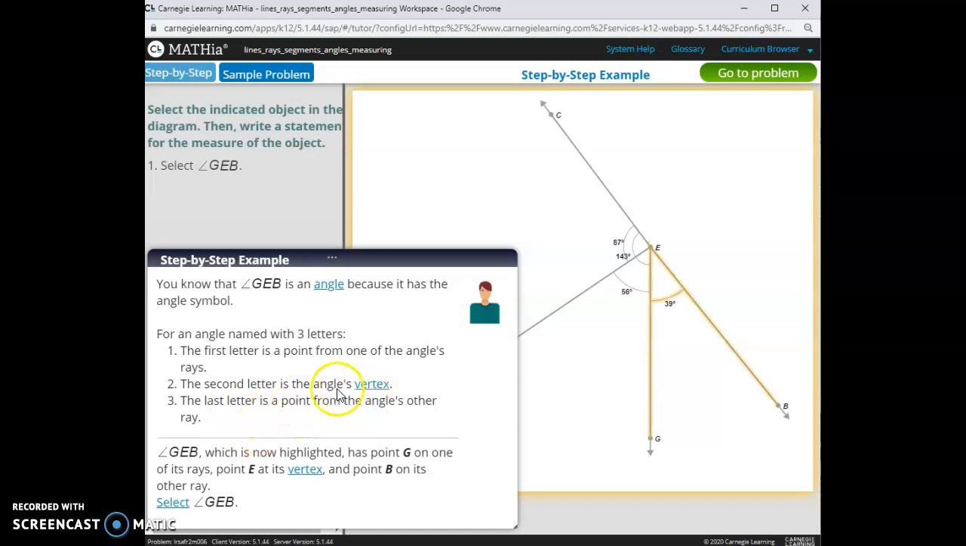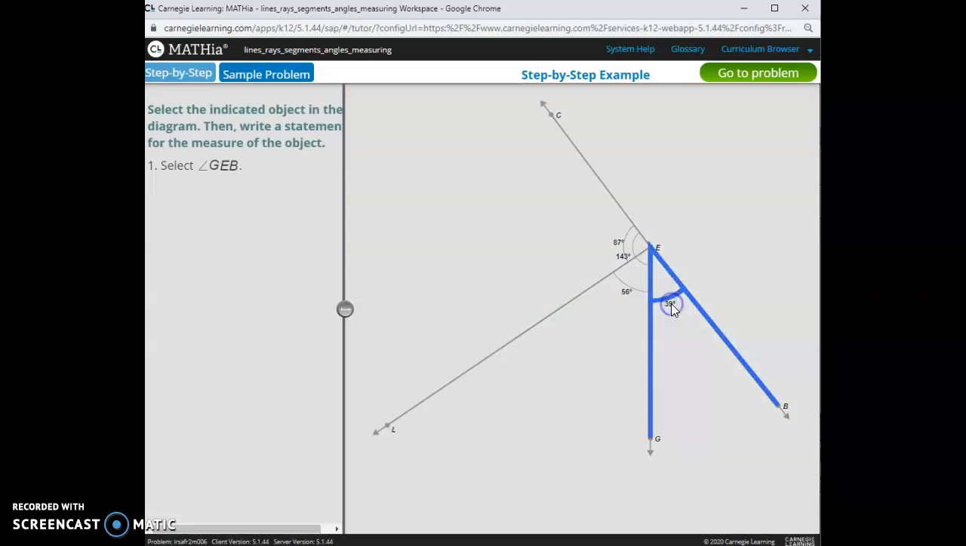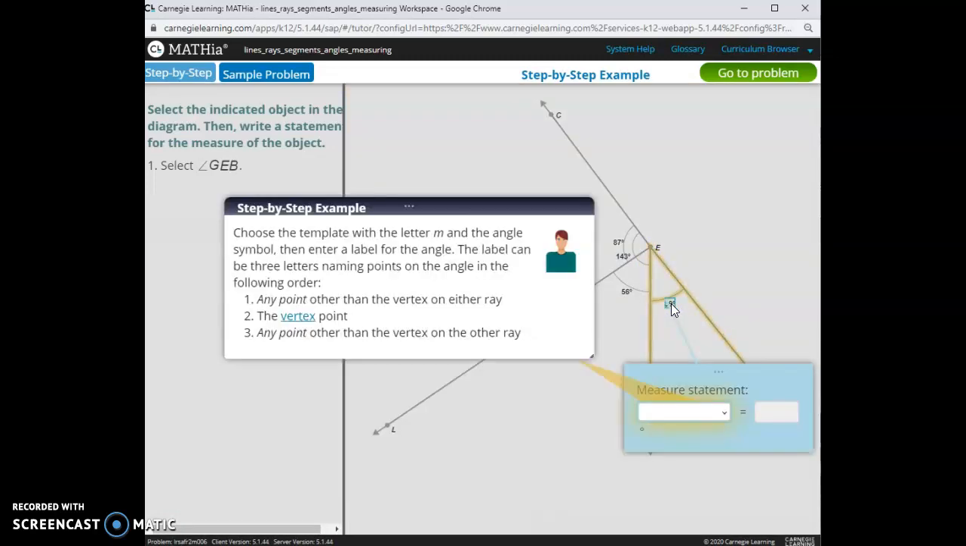The second letter is the angle's vertex, that's the common endpoint, and the last letter is a point from the angle's other ray. Angle GEB, which is now highlighted, has point G on one of its rays, point E at its vertex, and point B on its other ray. Select angle GEB, and you'll know it's selected when the whole thing lights up in blue. So I've selected angle GEB.